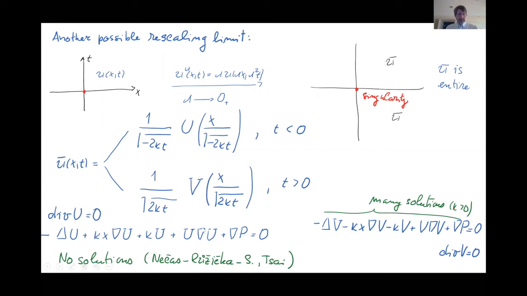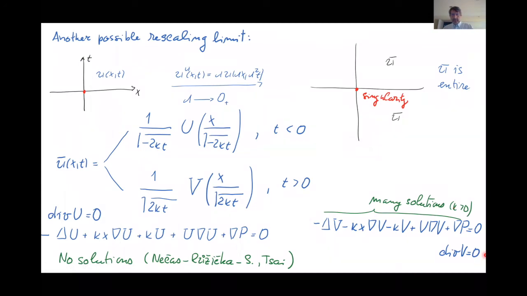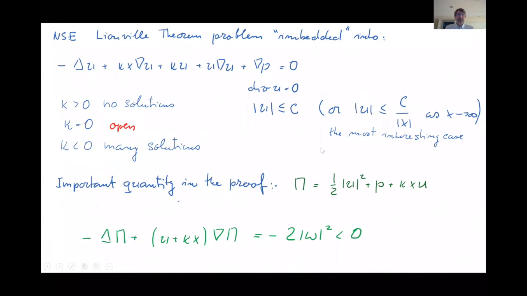So you have a vector field which is defined globally, and you ask if there is a global solution to this equation in the region of negative times, and in the region of positive times you have this equation. It turns out that for this equation for negative times you have no solution. The best proof of that is due to Tai-Peng Tsai many years ago. And in the positive region, on the other hand, you have many solutions, which is to be expected, because we can take minus one homogeneous functions as initial data.